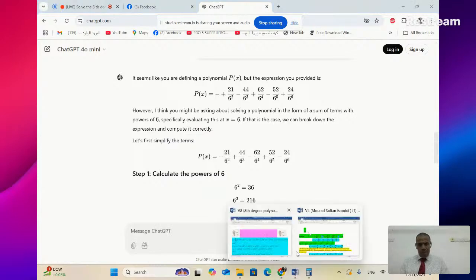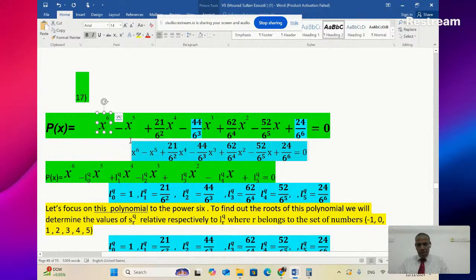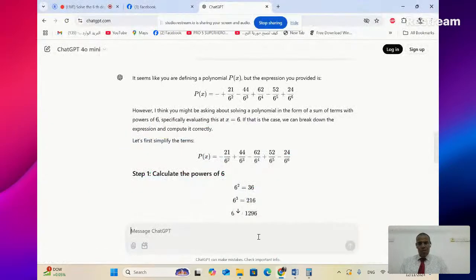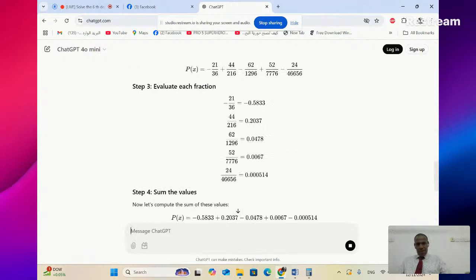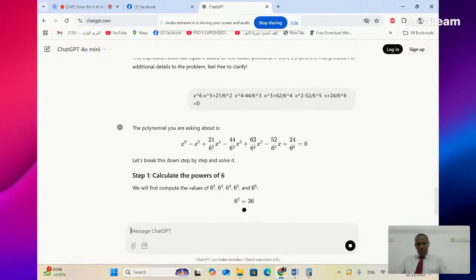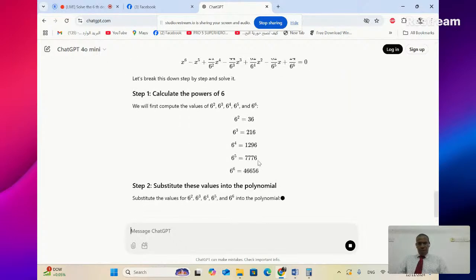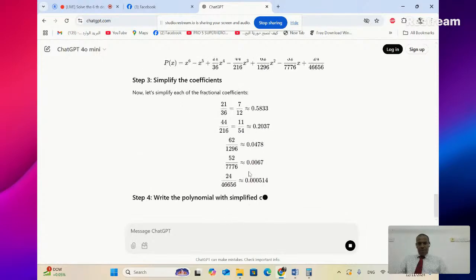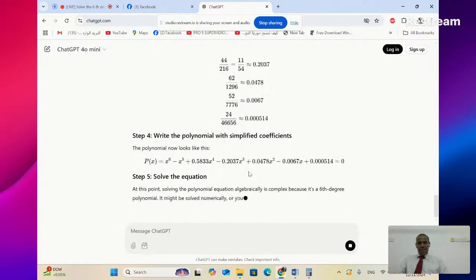Okay, here I thought I will take only this one, copy. Now I come in like that. Now the roots, in fact, are complex numbers. Okay, this is ChatGPT. He wrote it now. Okay, do your best. You see.